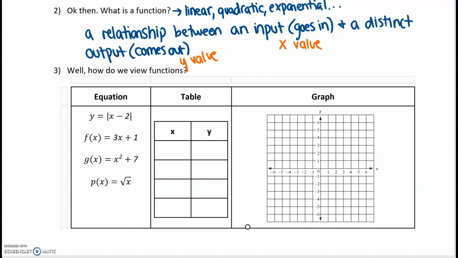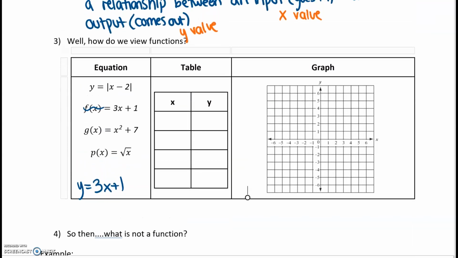And we can look at their equations, tables, and graphs. Okay, I'm going to focus on one we've probably seen before. I'm going to ignore this notation here for a moment. And the one I'm going to focus on is y equals 3x plus 1. That is a function because every input has a distinct output. What does that mean, Miss Mancini?